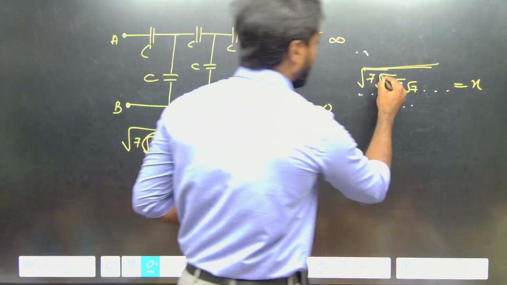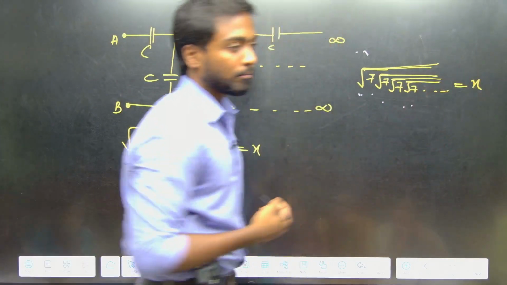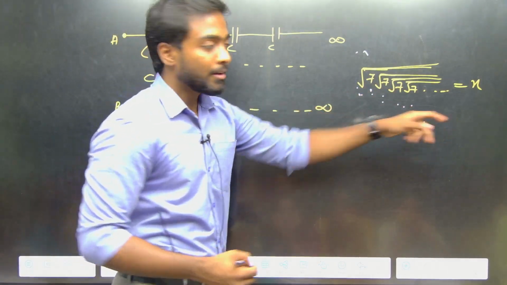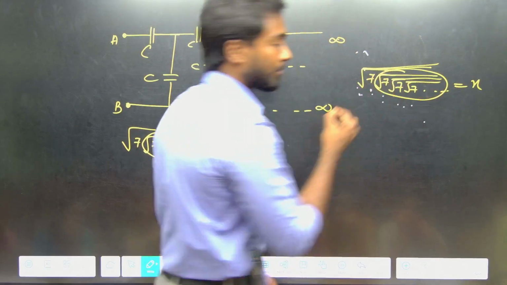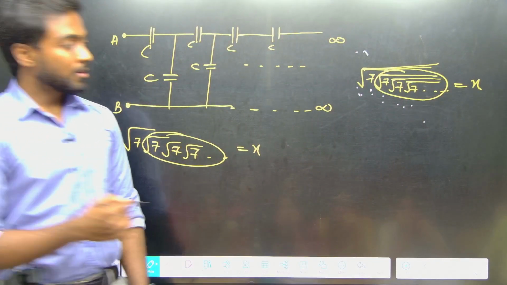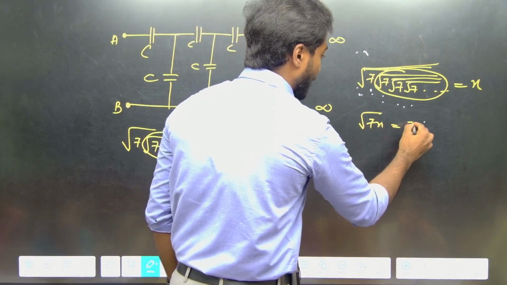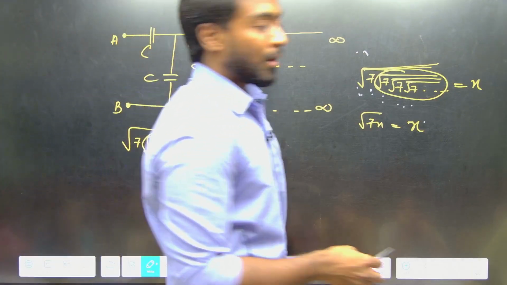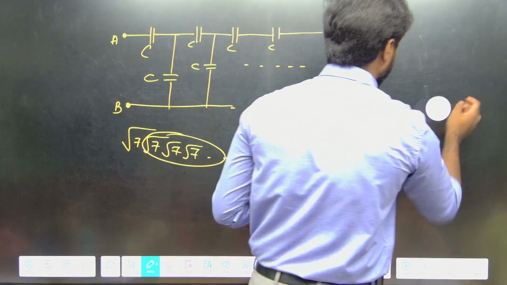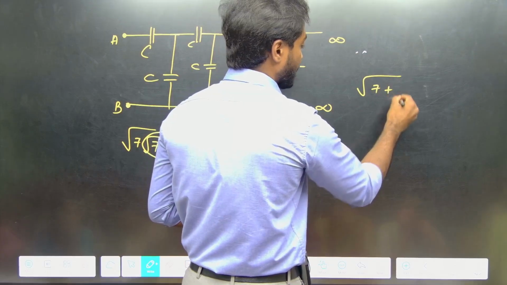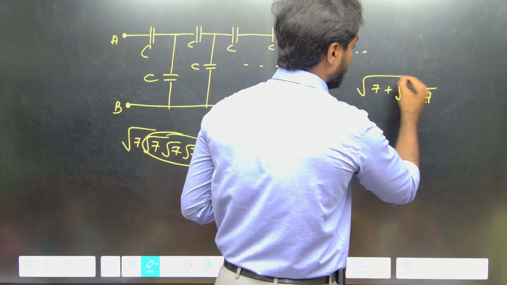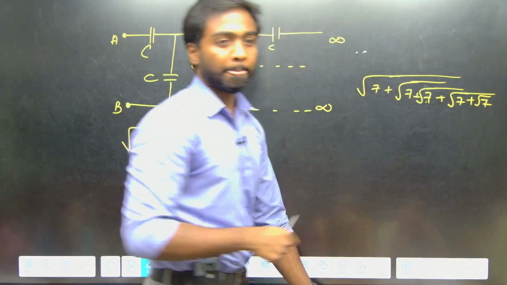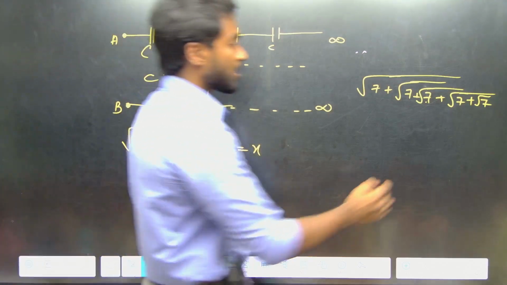So it will be under root, under root, under root, and it is going on. If x is equal to root 7, 7, 7, 7, can I consider this as x? Yes, no. So which is nothing but root 7x is equal to x. Or, for example, let me take it like this: root 7 plus root 7 plus root 7 plus root 7 plus root 7, getting the point, which is equal to x.